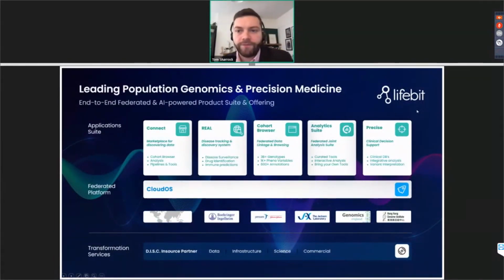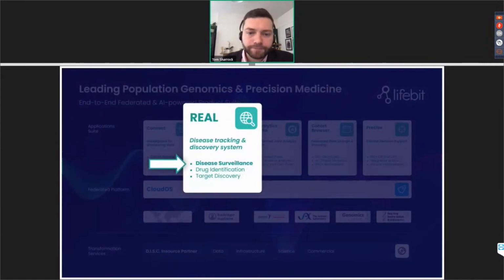So just to give a brief background on Lifebit for those that have not heard of us before. We're a leading population genomics and precision medicine company that is powered by our federated platform called CloudOS. And on top of our technology platform, we have a variety of different applications which are powered by both federation, so the ability to look at data without it moving, and artificial intelligence. We have 5 different applications, but in particular, today I'm going to be talking about our product, Lifebit REAL, which enables you to undertake disease tracking and discovery in the drug discovery and epidemiological space, and particularly for disease surveillance.